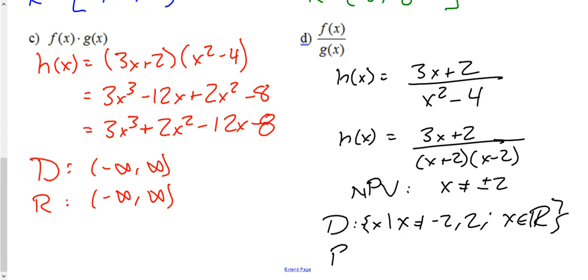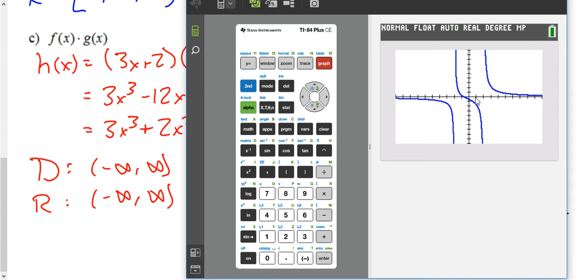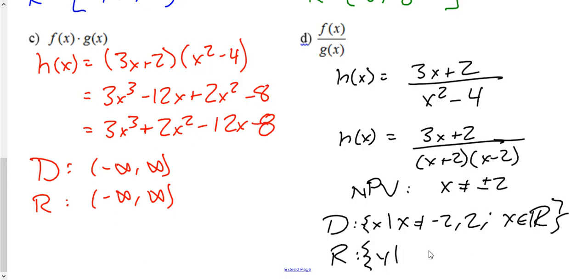For my range, y such that, what can't y be? It looks like we're skipping the number 0 there, and most likely we could have had an NPV here at 0, but for now I know that we're trying to skip it, so I'm going to say y cannot equal 0 as well. Oh wait, no, we have small over big. Actually, we don't have any asymptotes, so I can say y is an element of real. And there we go. That's the first example.